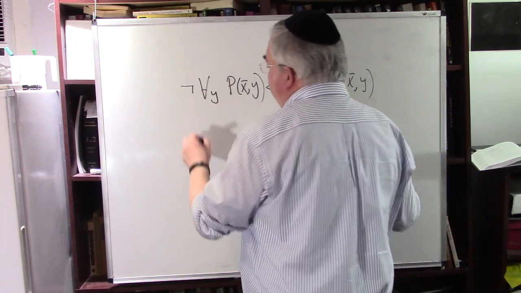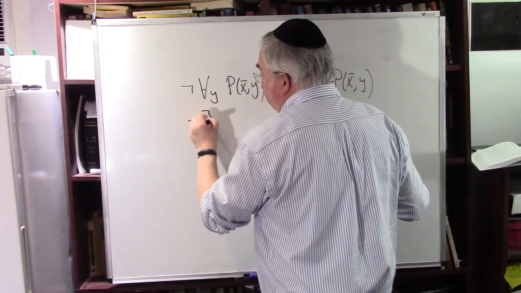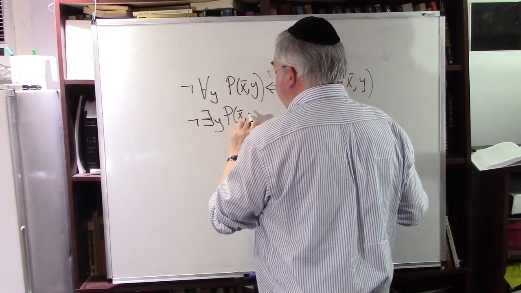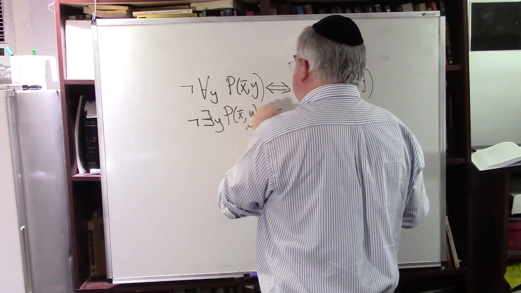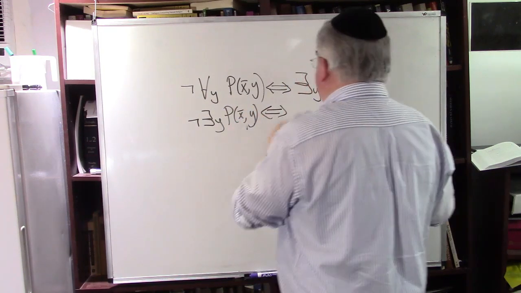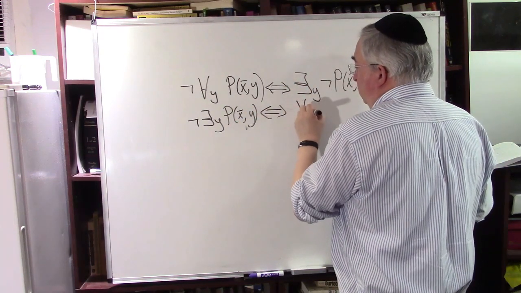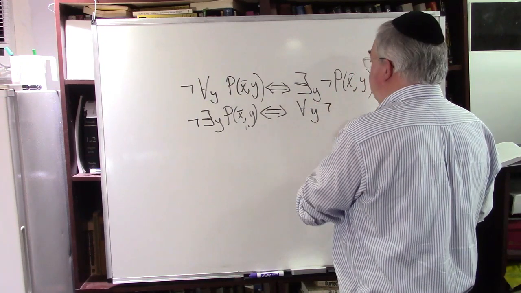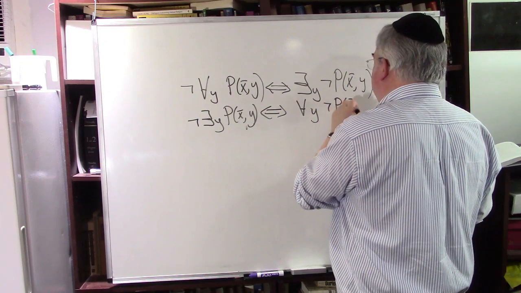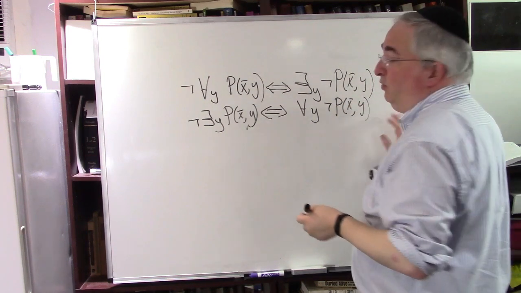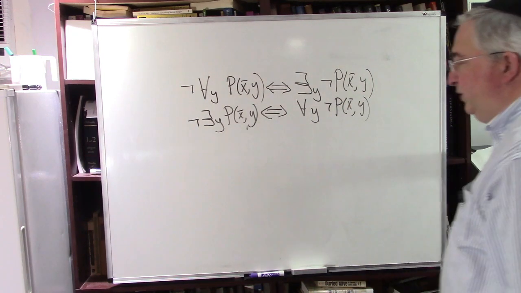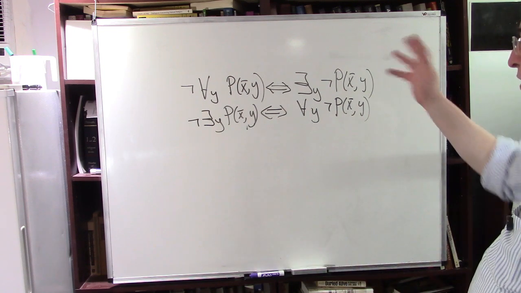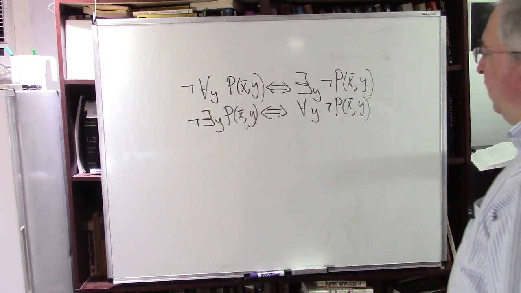The other generalized De Morgan's rule is the exact opposite. So for example, not for all X, P of X comma Y is the same thing as there exists X, not P of X comma Y. And that goes along with the other De Morgan's laws. De Morgan's laws come in pairs. This is a generalized De Morgan's law.